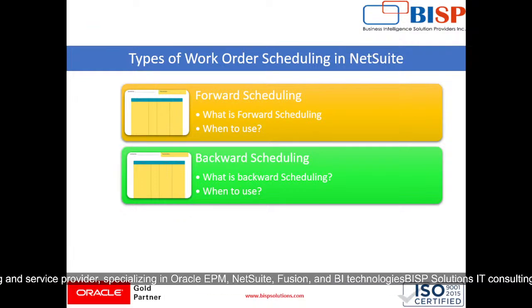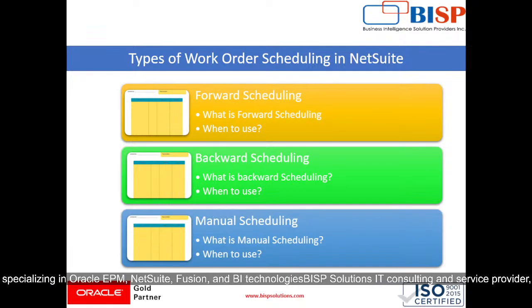Next comes backward scheduling. What is backward scheduling? Backward scheduling starts the work order at the latest possible date to meet the delivery deadline, and it also ensures that the product is completed just in time for the shipment or delivery. It is used when we have a strict delivery deadline and want to optimize inventory usage. For example, if an order needs to be delivered by March 25th, backward scheduling calculates when the order should start to meet this deadline.